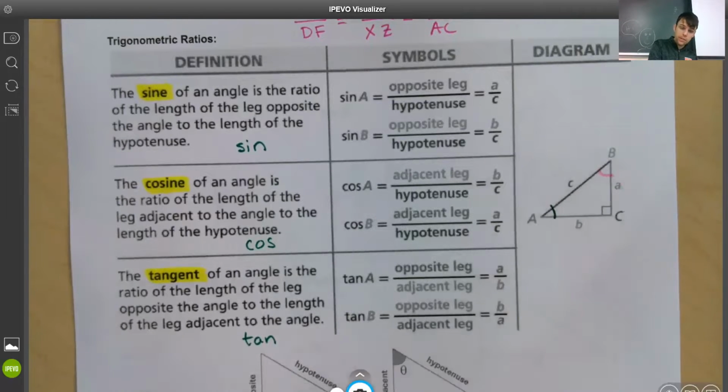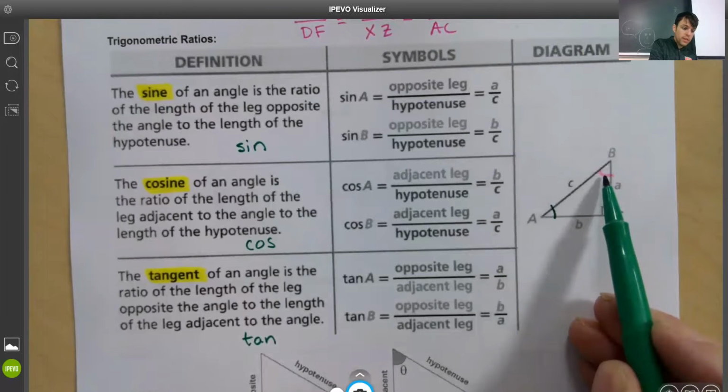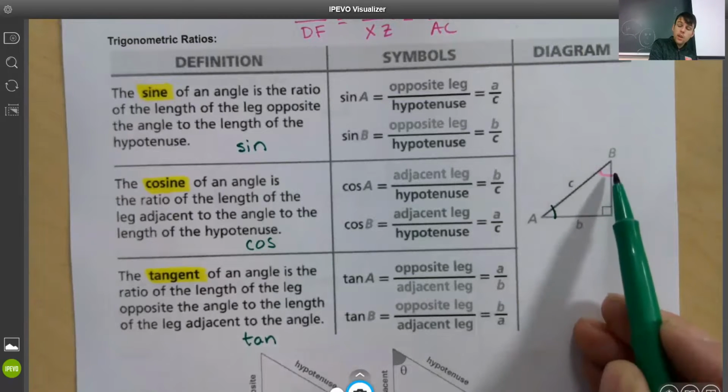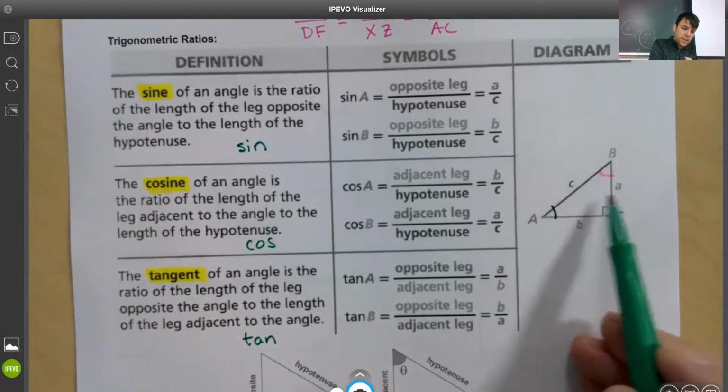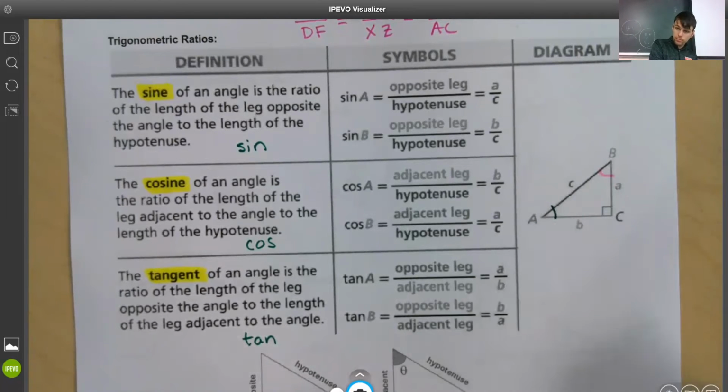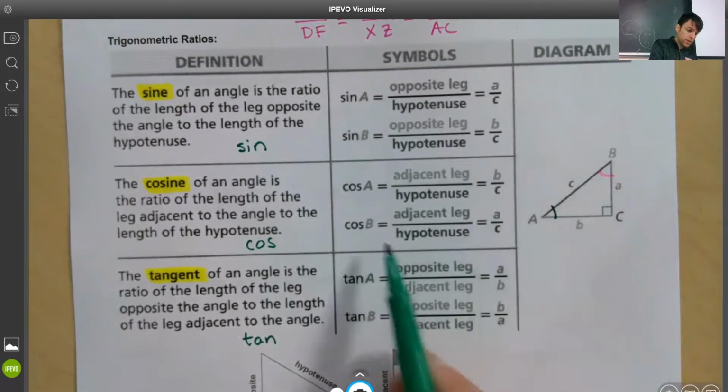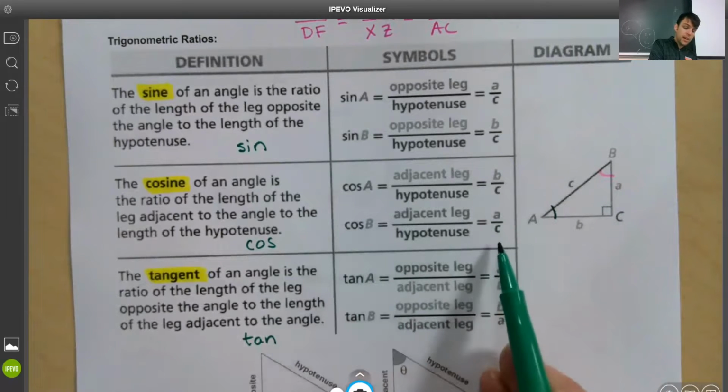Because we can do the cosine of this other angle as well. So cosine for this angle is the adjacent leg, which has changed now. Adjacent is a different side. It's next to it over here. This is our adjacent leg, A, divided by the hypotenuse. So it's A over C. So cosine of angle B is A over C.